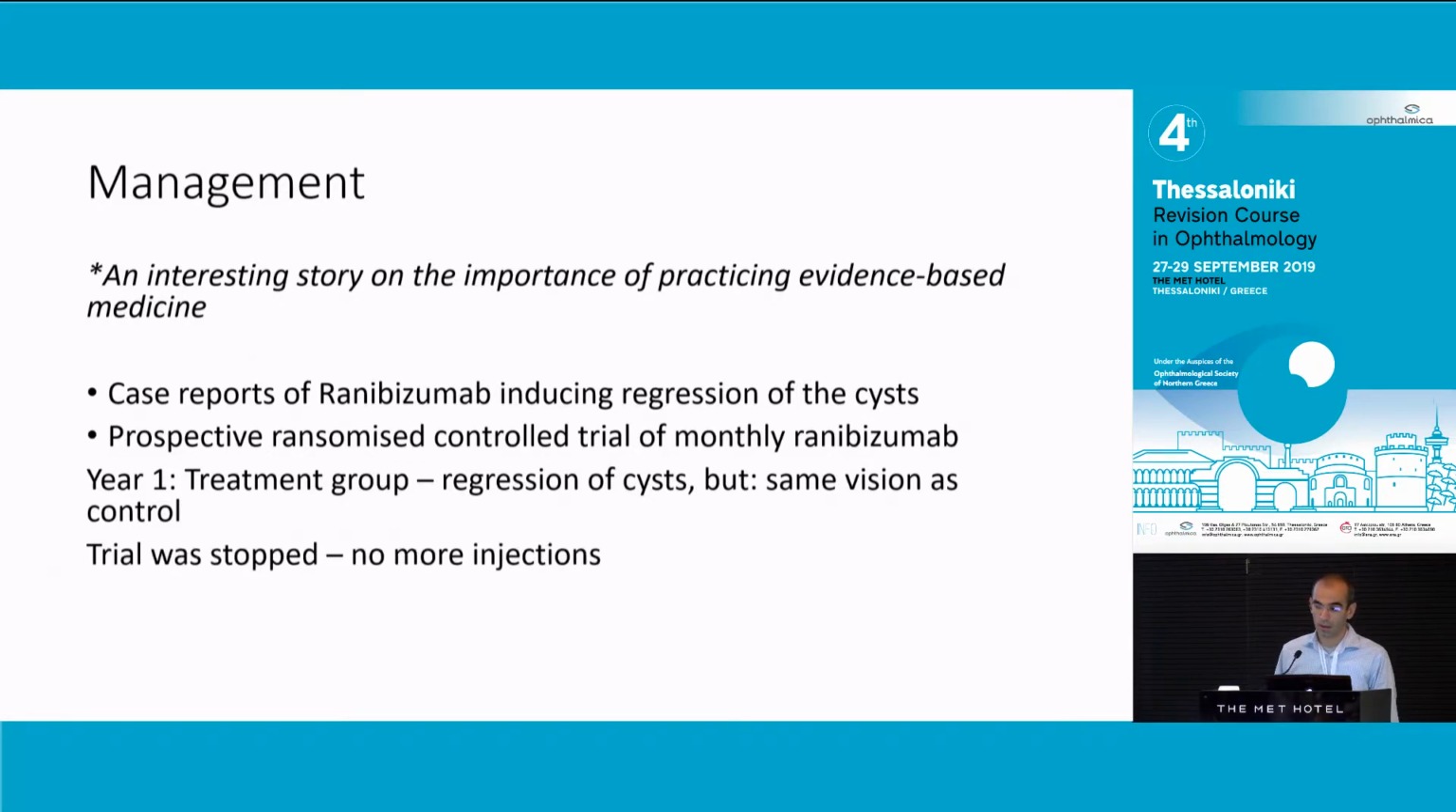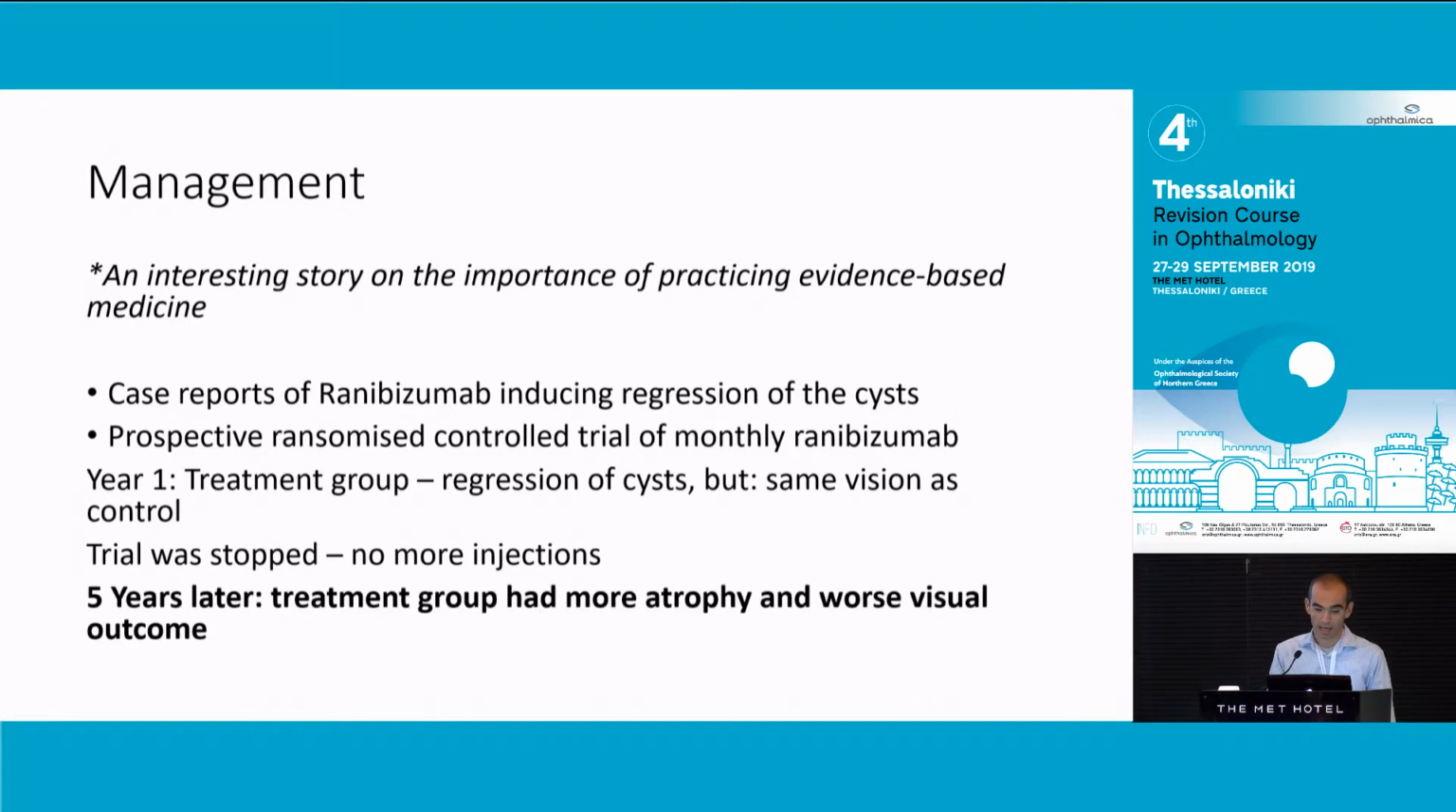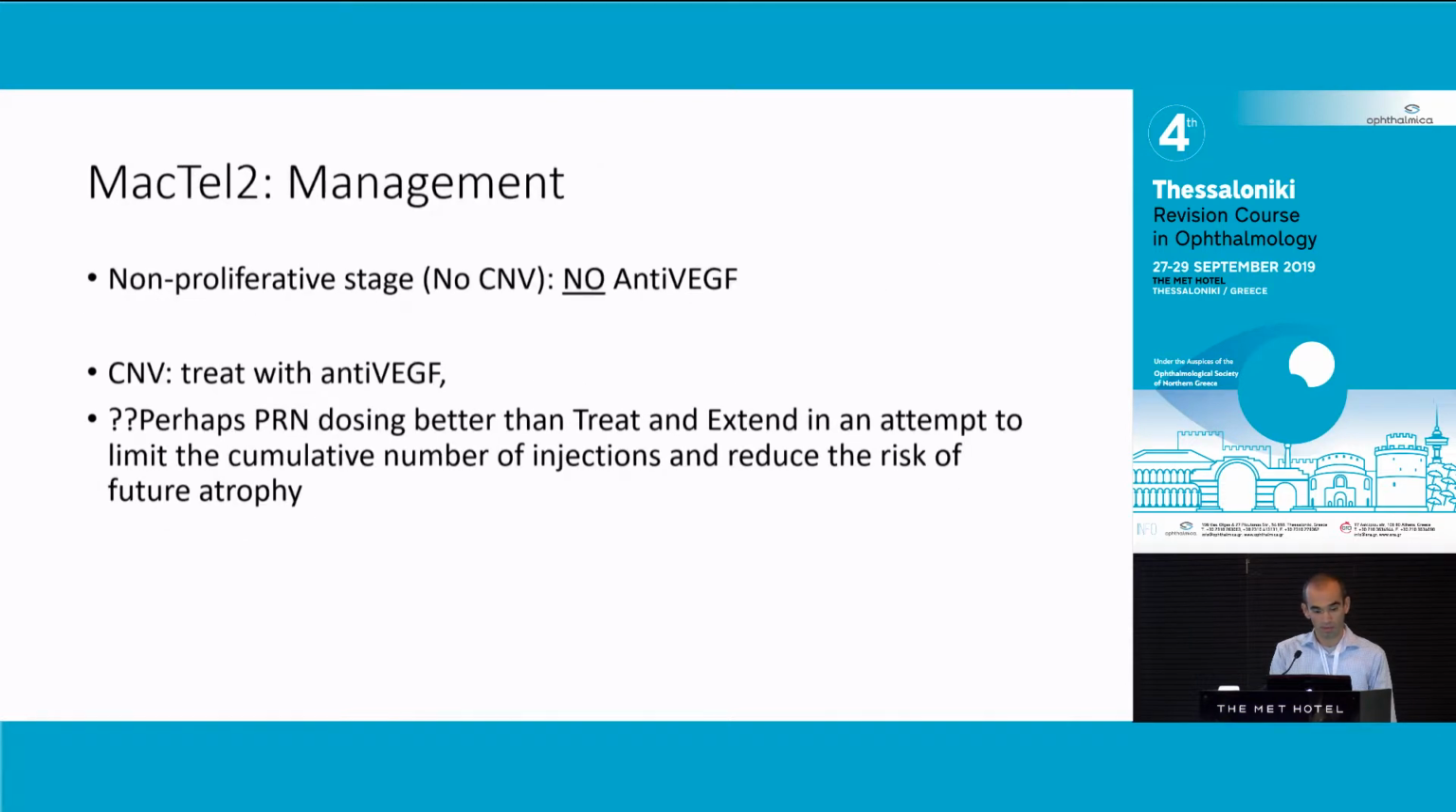Interestingly, there were no more injections after year 1. But at year 5, the treatment group had much more atrophy and a worse visual outcome compared to the control group. So we must not use anti-VEGF agents in the non-proliferative stage of MacTel 2. Although these changes may look like cysts, they're not cysts, it's atrophy, and anti-VEGF agents seem to make that worse.